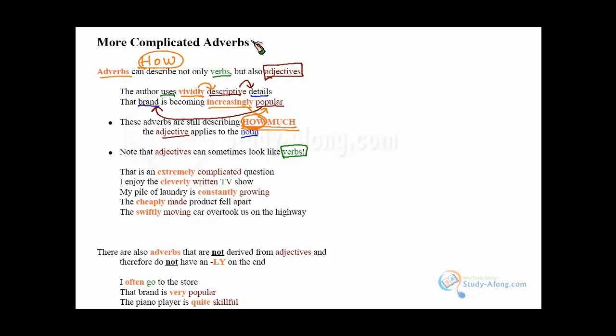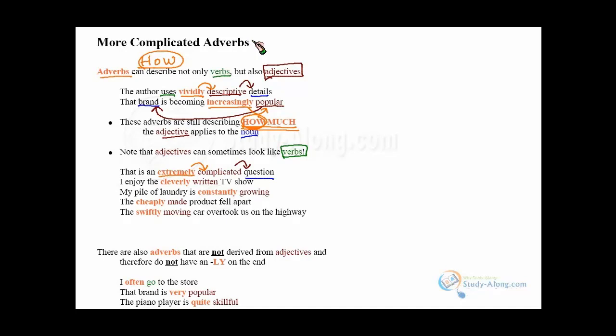That is an extremely complicated question. So complicated kind of looks like a verb. It has that ed on the end. But in actuality, complicated is telling us what kind of question we have. A question is a thing. It's a noun. So if we're talking about what kind of question we have and we say it's a complicated question, complicated is an adjective describing question. Now, how complicated is this question? It is extremely complicated.